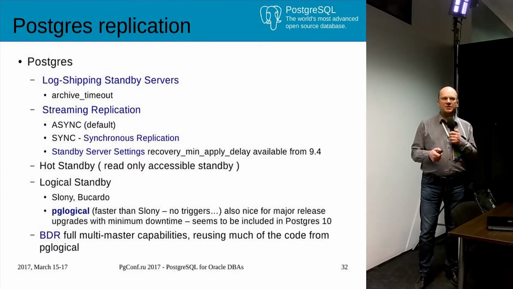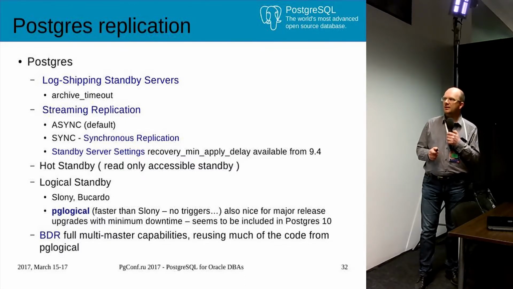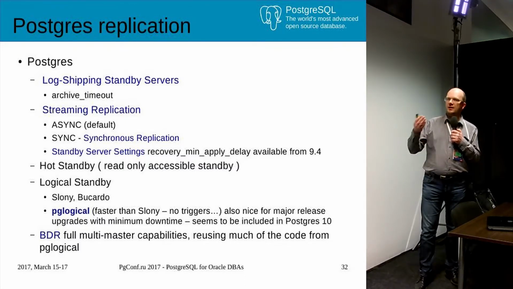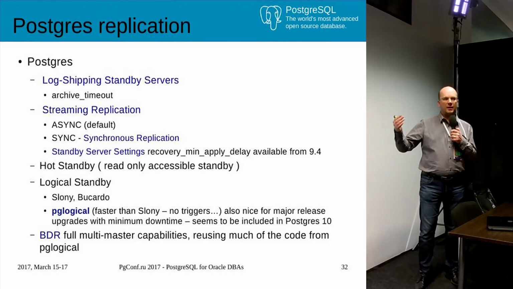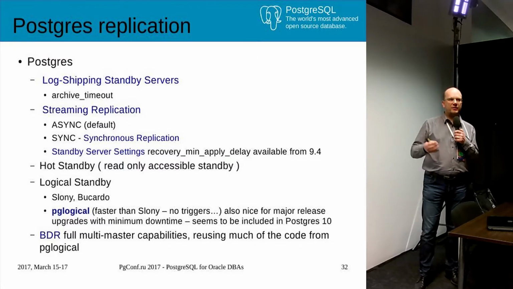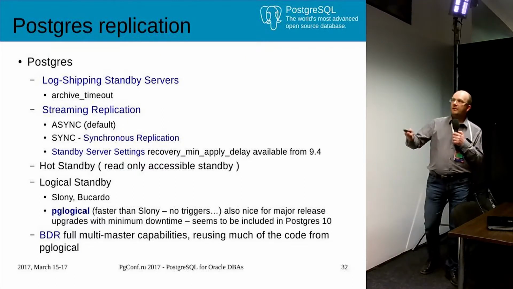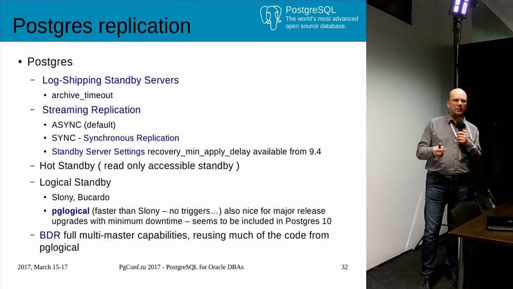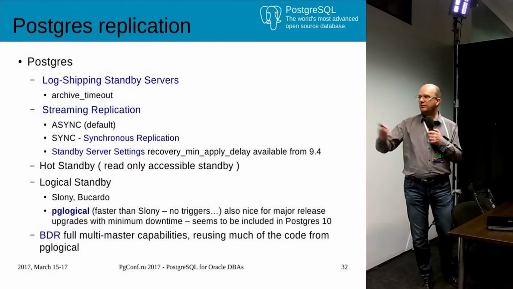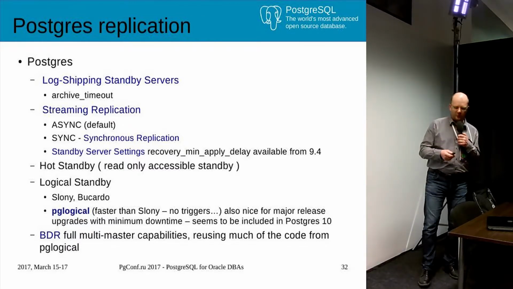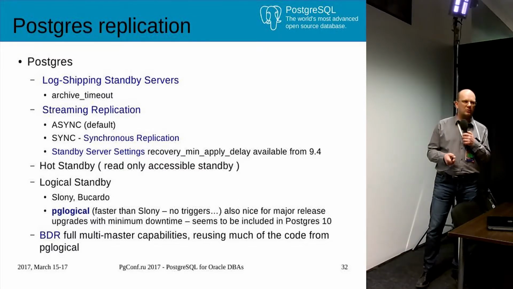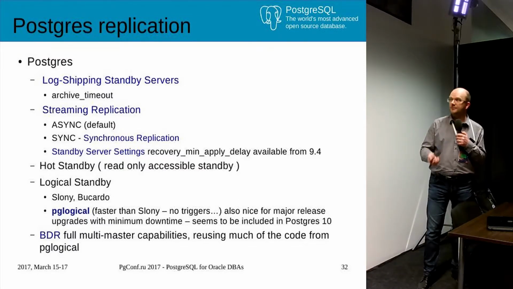Hot standby: you can create a logical standby based on some trigger solution like Slony, or pglogical, which is probably to be committed in version 10. So you can select which tables will be replicated, like within the logical Data Guard, and you can create additional indexes or different tables on the standby. Whereas streaming replication is enough to have read-only access on the standby, which is equivalent to Active Data Guard. And BDR, which is bidirectional replication, is a proprietary product from 2ndQuadrant. It's almost equivalent to Oracle GoldenGate.